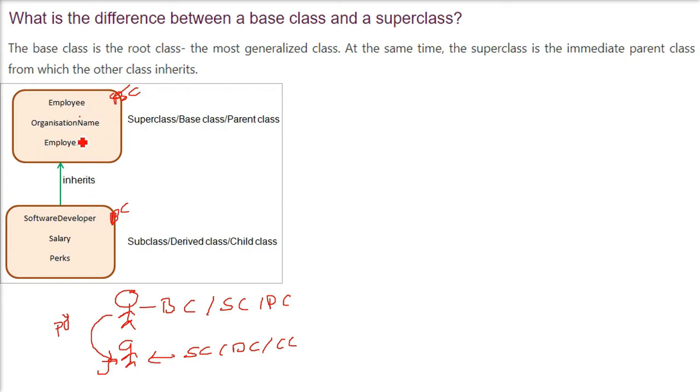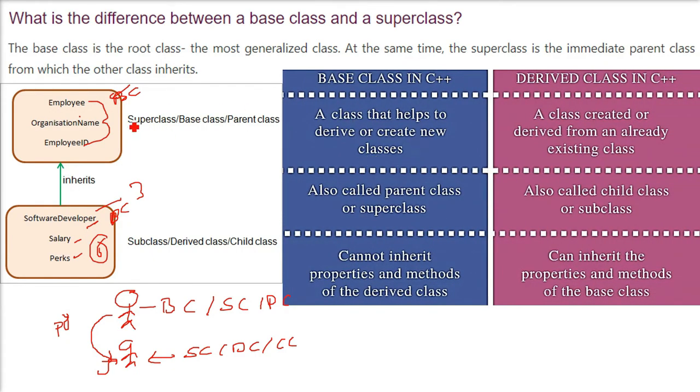So this is the base class, the root class. This is a more generalized class. All these three contents are coming here. So 3 plus 3, 6 will be coming in the subclass. So we are talking about C++ now. You have to understand C++ and Java, because they both are object-oriented programming languages.